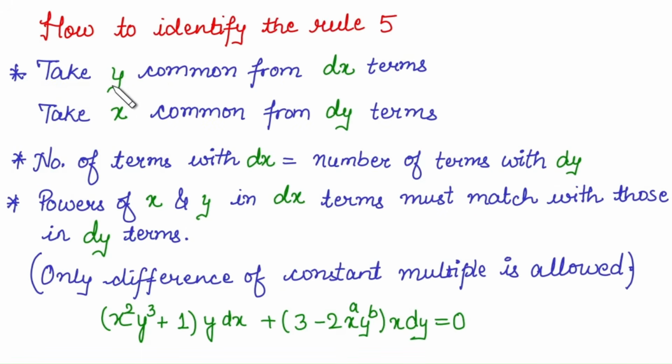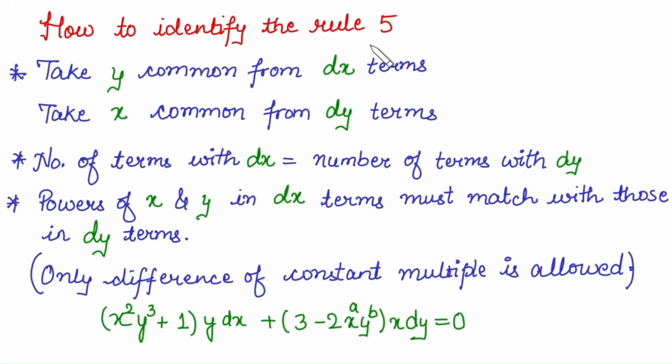Now the very first step is we need to observe, can we take y common from the dx terms? If yes, then think, can we take x common from the dy terms? If yes, it means rule 5 can be applicable. If not, it means rule 5 is not applicable. In the next step, you need to identify how many terms are with the dx and how many terms are with the dy. Make sure their count is the same. If the count of terms is not equal, it means again we cannot apply rule 5.